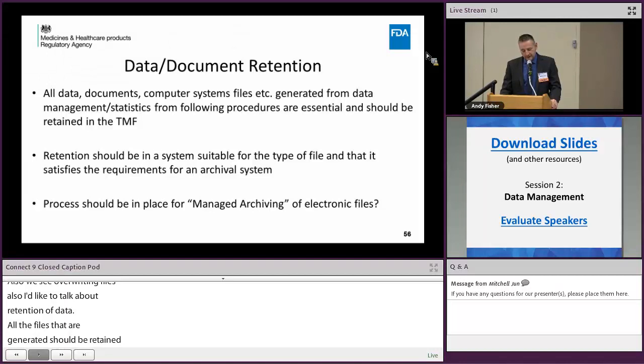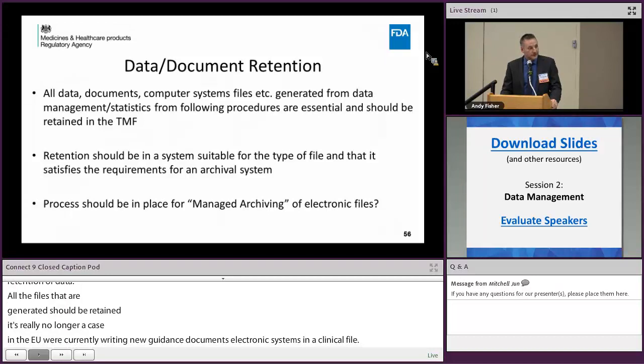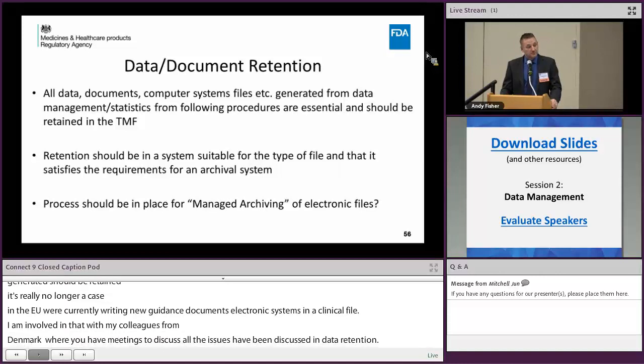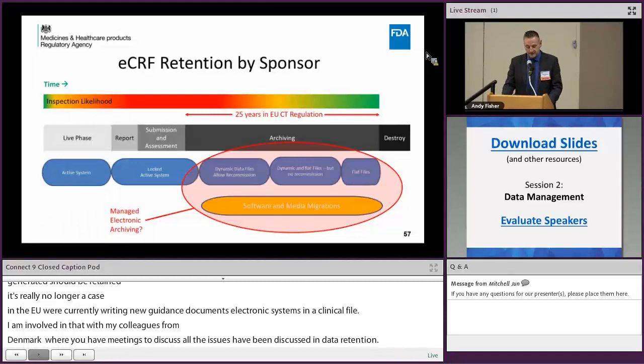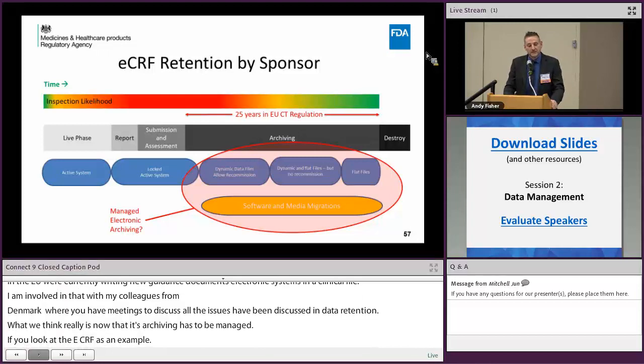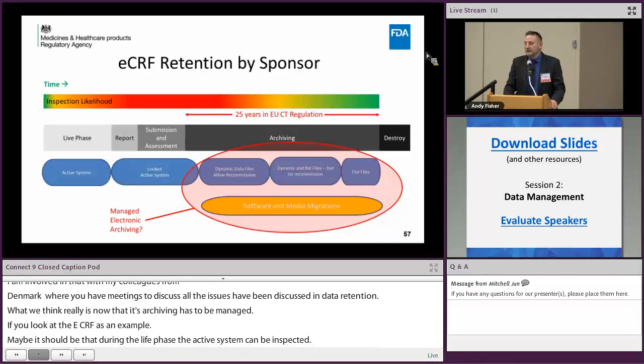In the EU, we're currently writing a new guidance document on electronic systems in clinical trials. I'm involved in that with my colleagues from Denmark, Germany, and the Netherlands, with support from EMA, where we're having meetings with stakeholder groups, discussing some of the issues in electronic systems and data retention. What we're thinking now is that archiving has to be managed. If you look at the eCRF as an example, during the live phase, the active system can be inspected. Once you get to database lock, you have a locked active system, and that could be the case during the key risk area for inspection.